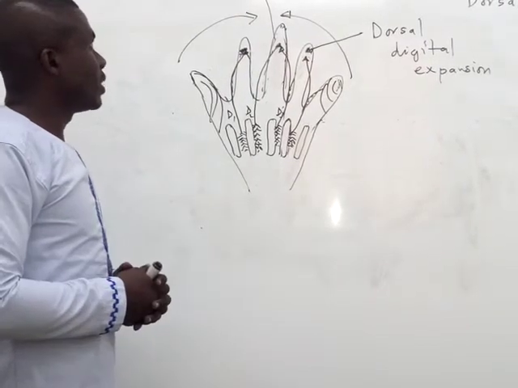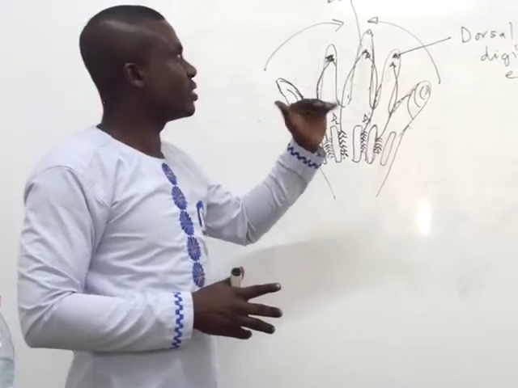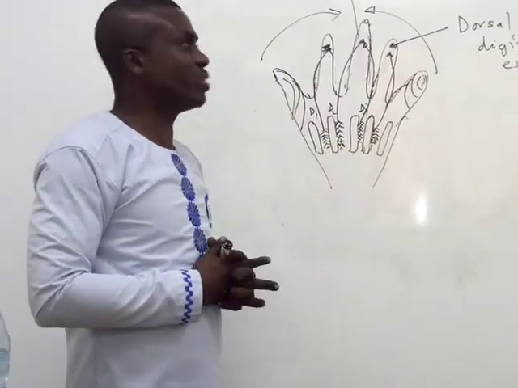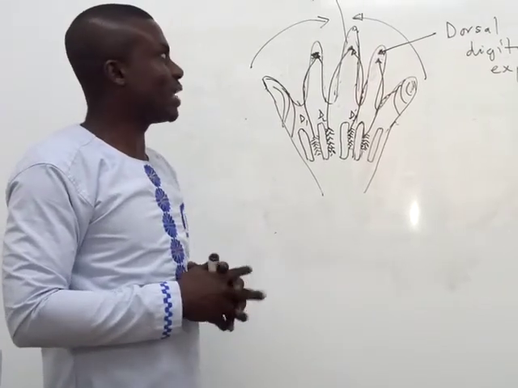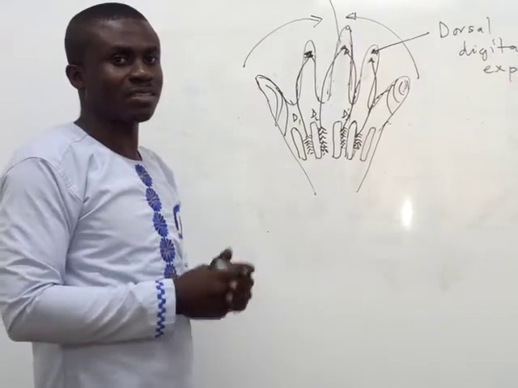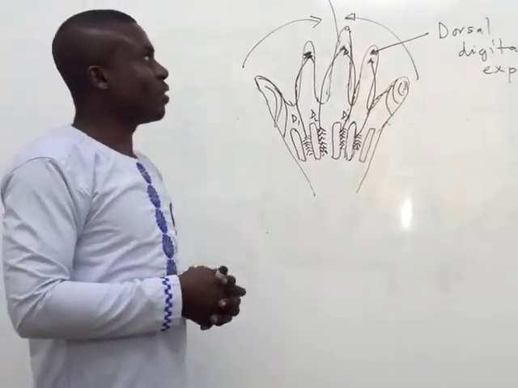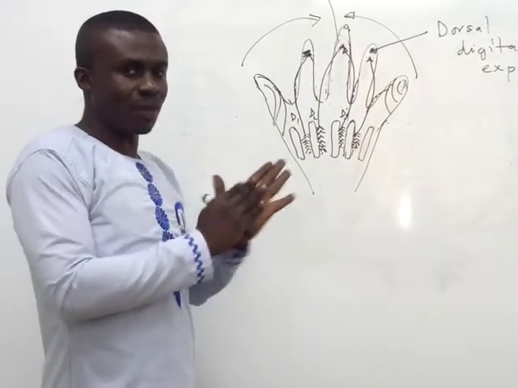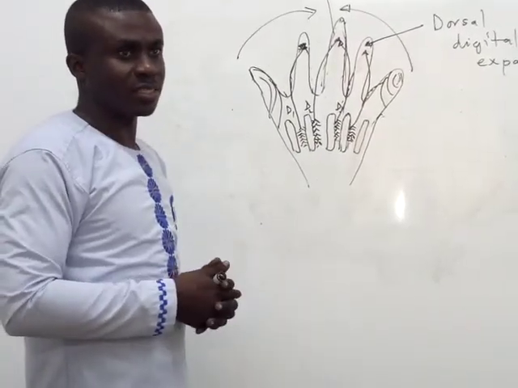So, ladies and gentlemen, we said we have 20 muscles of the hand. We've seen that they are grouped into thenar muscles, the hypothenar muscles, the lumbricals, the worm-like muscles, and the interosseous muscles. We've seen that the interosseous, between the metacarpal bones, go all the way and insert into the dorsal digital expansion. And we have the palmar interosseous and the dorsal interosseous muscles. Thank you.